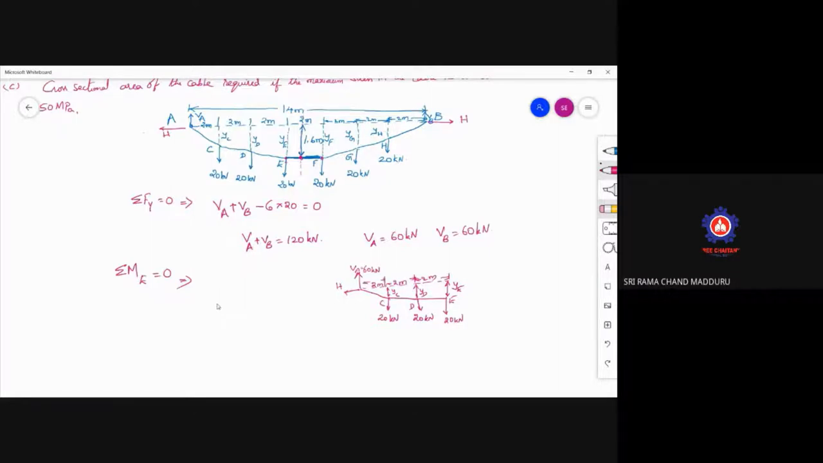So sigma M about E is equal to 0. You are taking moment about this point: VA into 6 minus H into 1.6 minus 20 into 4 minus 20 into 2 is equal to 0. You know the value of VA, which is 60. Tell me the value of H.